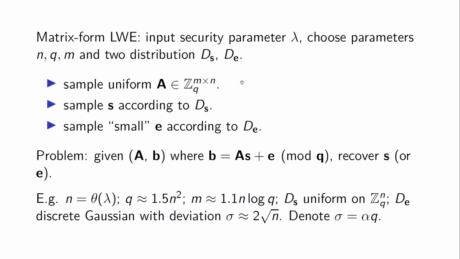We can choose the distribution chi_S on S to be uniform on Z_q^n. And we choose the distribution chi_E on this small vector to be discrete Gaussian with some deviation of about square root of n, for example. Okay. And just for the convenience of the discussion, we will denote sigma equals alpha times q. And we call this alpha the error rate, because that's approximately the ratio between this deviation and q. So that's just some convention.